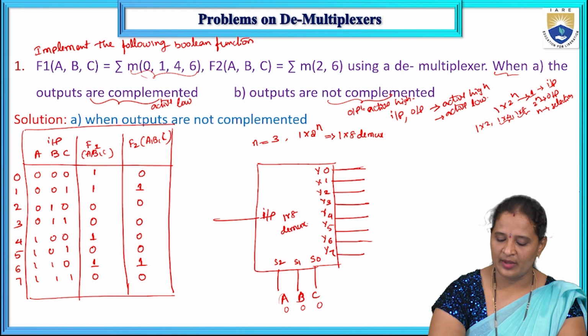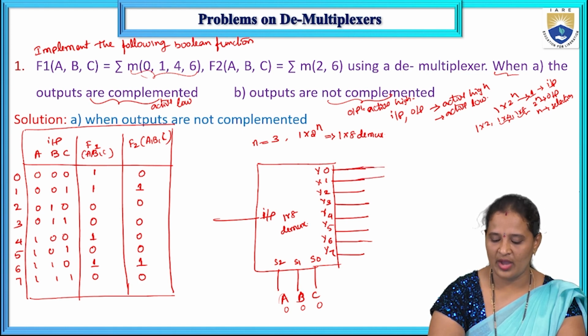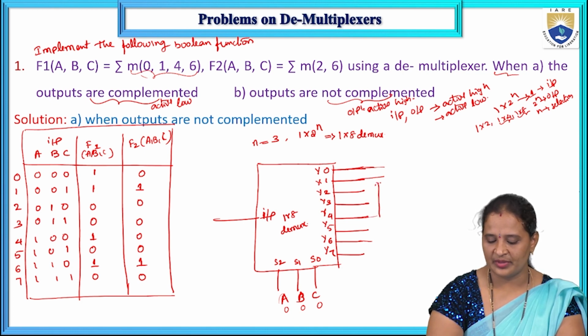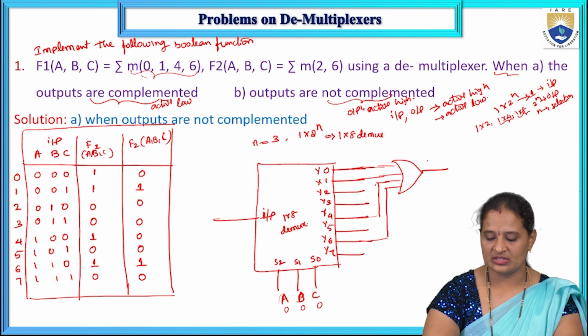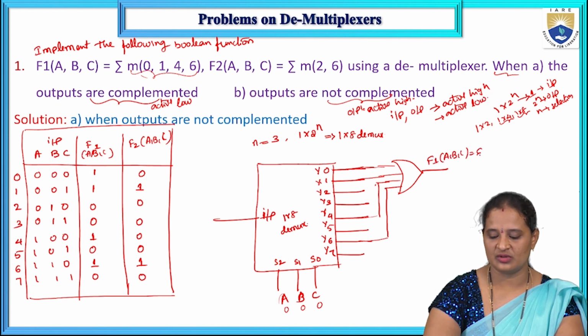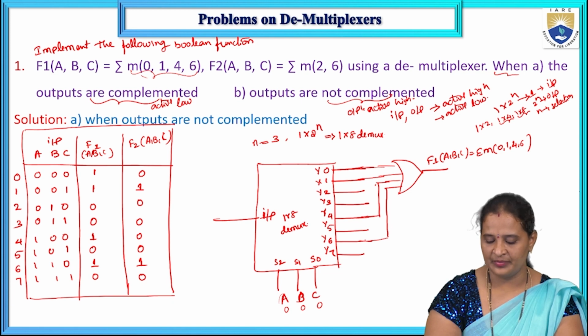So now I am taking y0 and then y1 and y4, and then y6. These are all the product terms, and these are all given to the OR gate. So this is nothing but f1(a, b, c), which is equal to summation m of 0, 1, 4, 6. So this is f1.